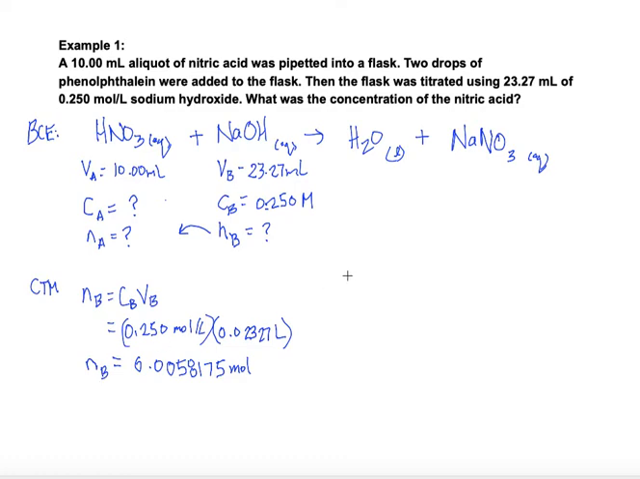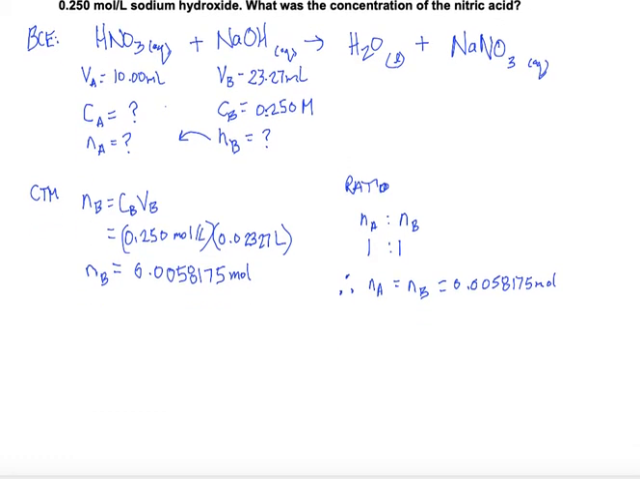Our next step then is to look at our ratio. Our ratio here, so the number of moles of acid to number of moles of base from our equation is 1 to 1, right? So therefore, number of moles of acid has to equal number of moles of base. So we know that value is going to be 0.0058175 moles, right? So once we've figured out our moles of acid, then we can find our concentration.